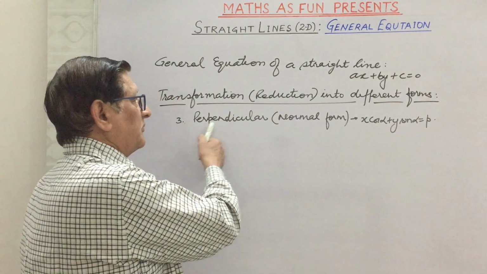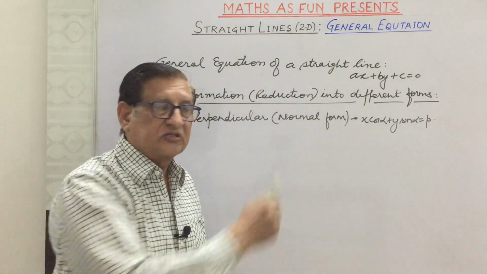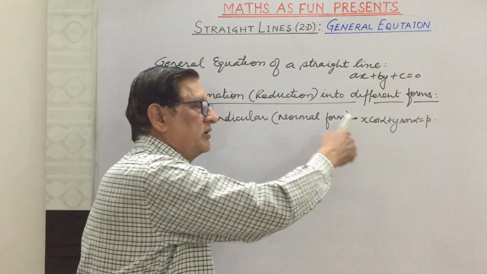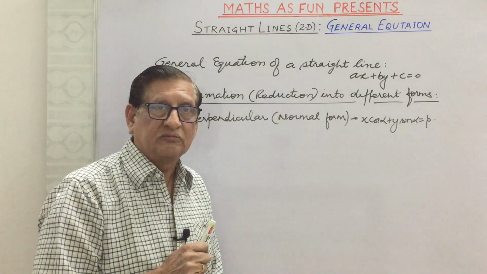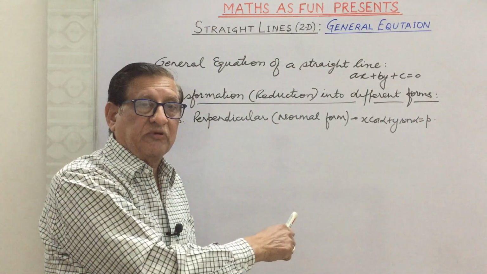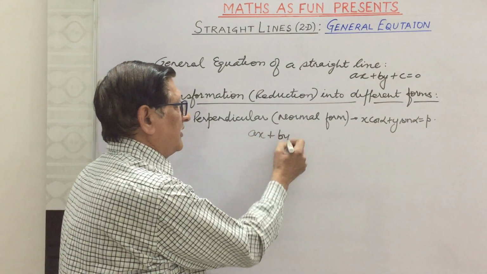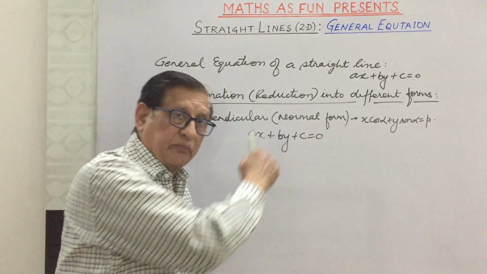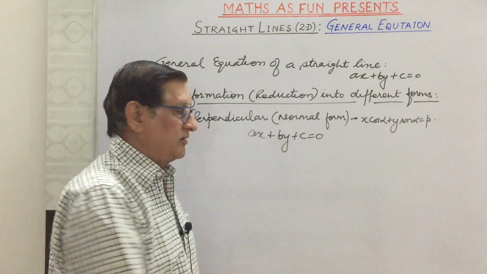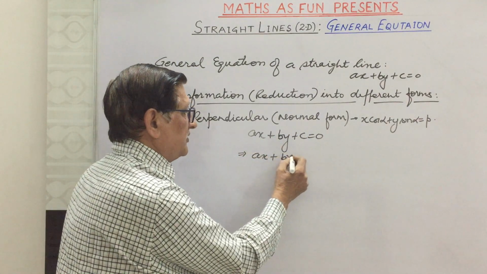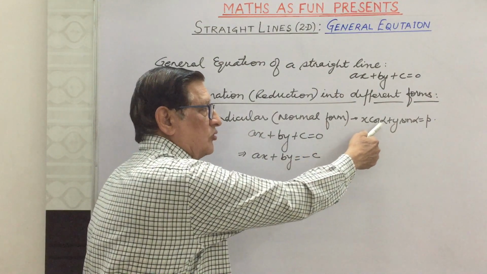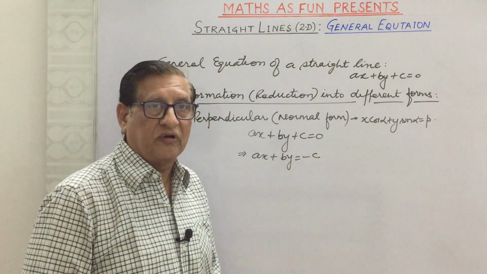The third form is the perpendicular or normal form, which is x cos alpha plus y sin alpha is equal to p, where alpha is the inclination of the perpendicular to the line from the origin and p is its length. So any of the general equation ax plus by plus c equal to 0 can be reduced to this form. Transpose this c onto that side, we are getting ax plus by is equal to minus c.